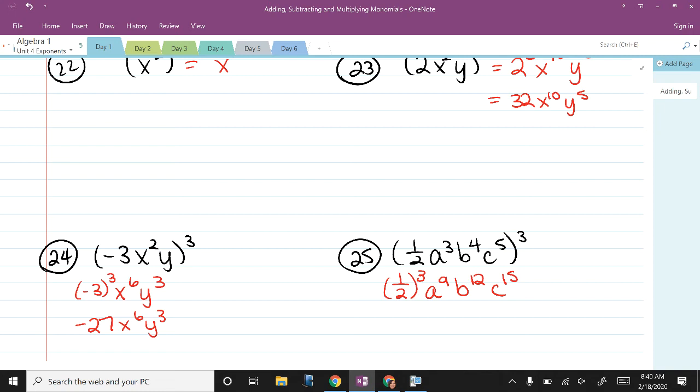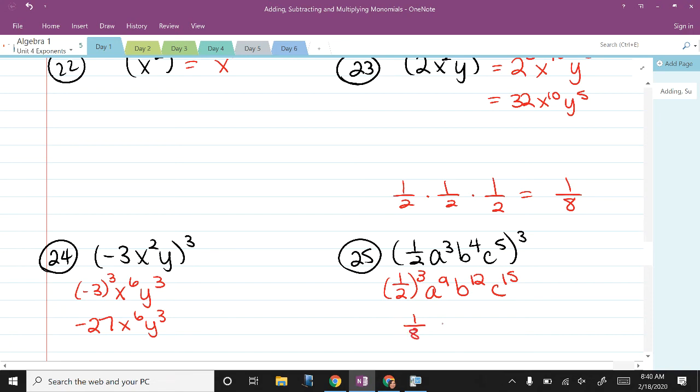Y'all, what does 1/2 to the third power mean? 1/2 times 1/2 times 1/2, right? It is 1/8. It's not 1 1/2. Not even close. You're not adding, honey. You're exponentiating.